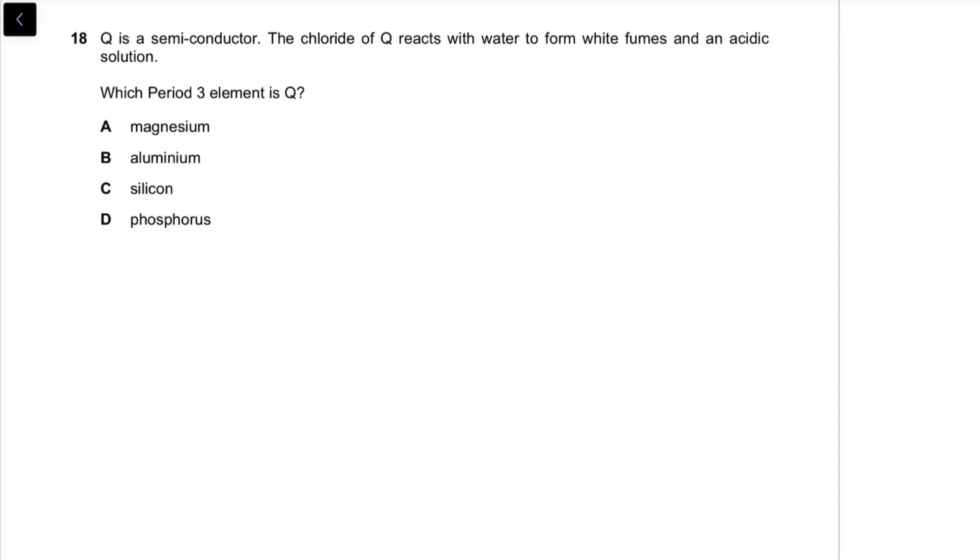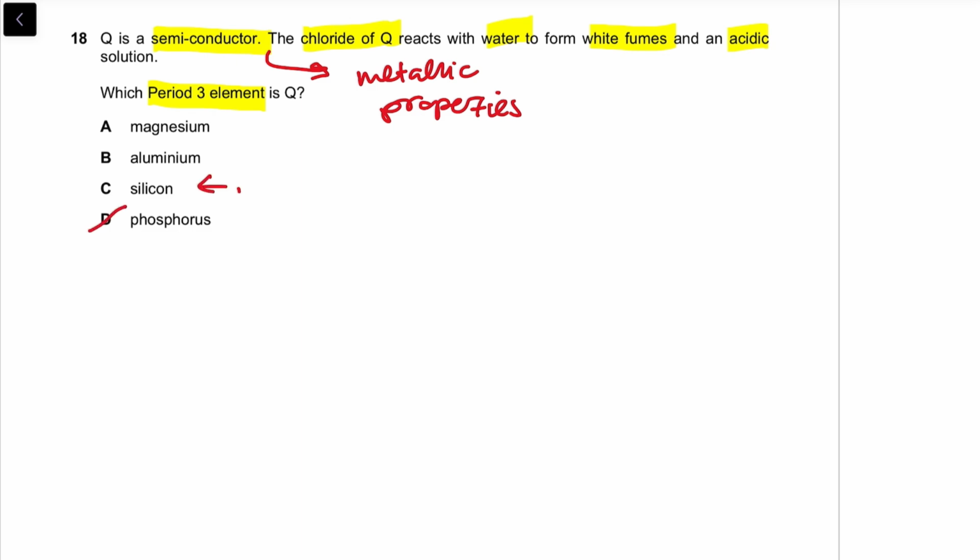Question number 18. Q is a semiconductor. The chloride of Q reacts with water to form white fumes and an acidic solution. Which period 3 element is Q? So first of all, the fact that it is a semiconductor means that it has some metallic properties. We can exclude D because phosphorus is not metallic. Silicon is a metalloid, so it does have some metallic properties.